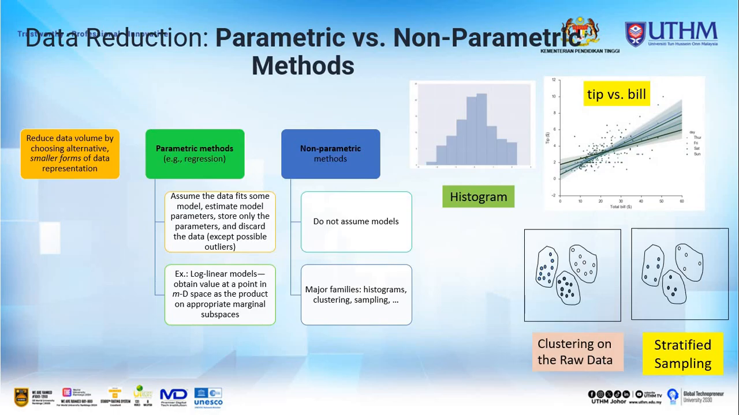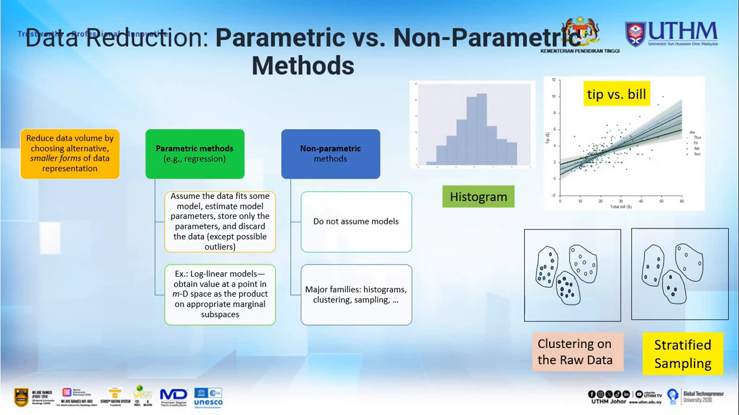Okay, here the relationship between the tip and bill is modeled using regression lines for different days of the week. So you can see the two different things. One assumes the model, the other does not assume the model. Assuming a model is based on the parametric method, not assuming the model is based on the non-parametric method. Okay, we'll see more deeply about each of these methods in coming slides later on.